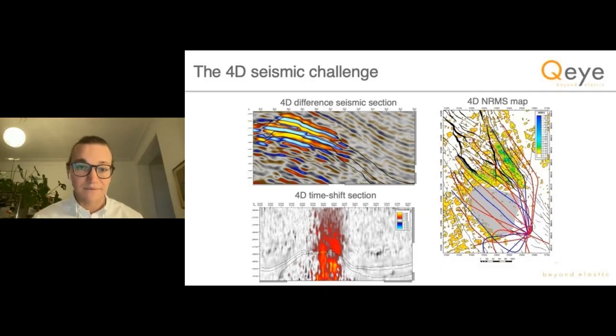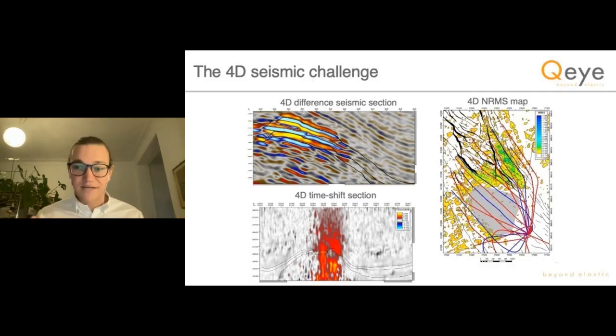So on the top left, we have 4D seismic differences. So this is just simply taking the amplitude of the baseline and the amplitude of the monitor and differencing the two and looking at what the amplitude changes are. Bottom left, we have 4D time shifts. So these are representative of the change in velocity that occurs, which causes a change in travel time between baseline and monitor due to production effects. And then on the right-hand side, we have a visualization of the 4D differences as a horizon.